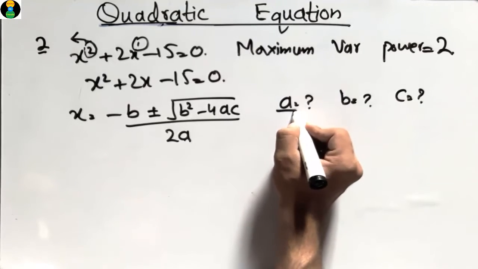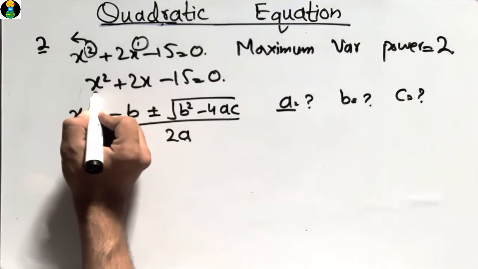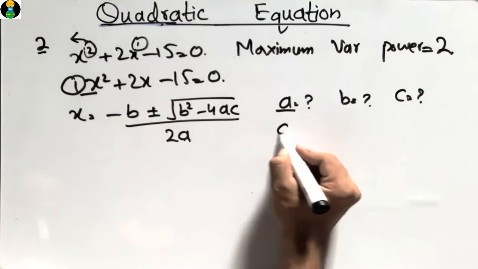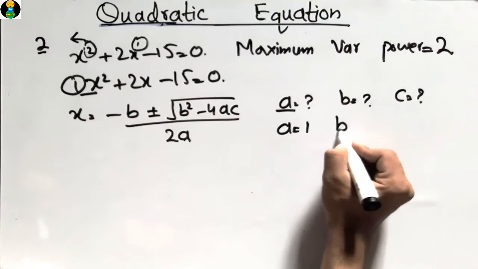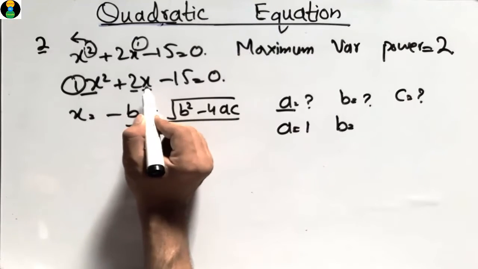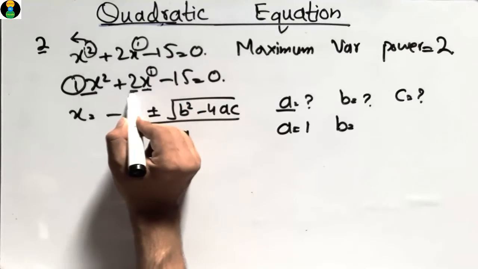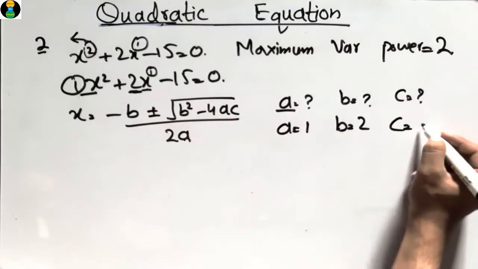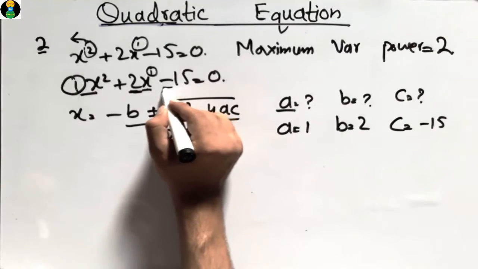A is that value which is written with the x square. So in this case it is 1. Here the b is unknown. B is that value which is with the x only, with the x power 1. So that is 2. And c is the constant. In this case it is equal to minus 15. C is a constant value.